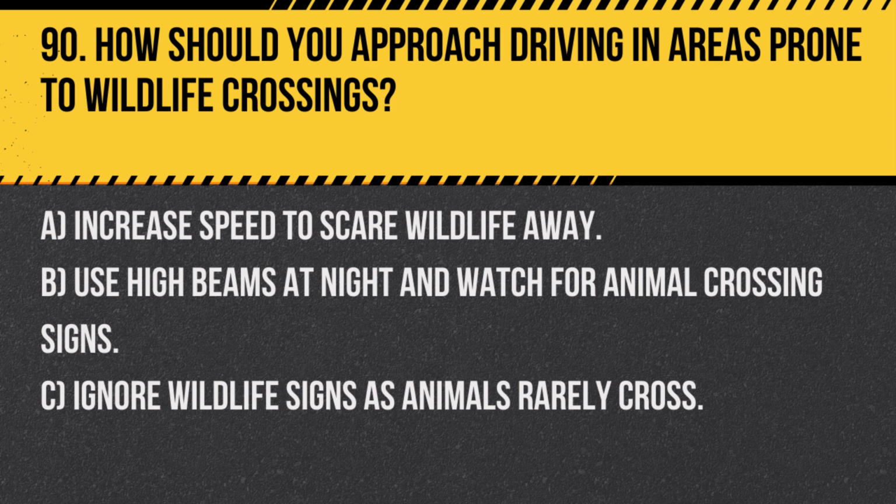Question 90. How should you approach driving in areas prone to wildlife crossings? A. Increase speed to scare wildlife away. B. Use high beams at night and watch for animal crossing signs. C. Ignore wildlife signs as animals rarely cross. Answer. B. Use high beams at night and watch for animal crossing signs. This helps increase visibility and gives more reaction time to avoid collisions with wildlife.